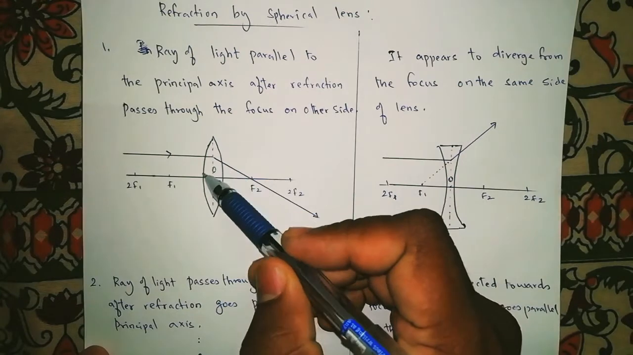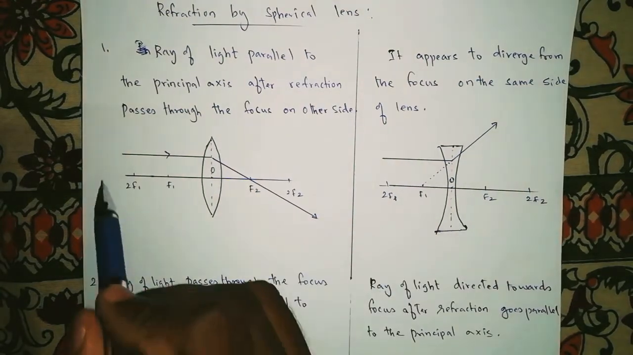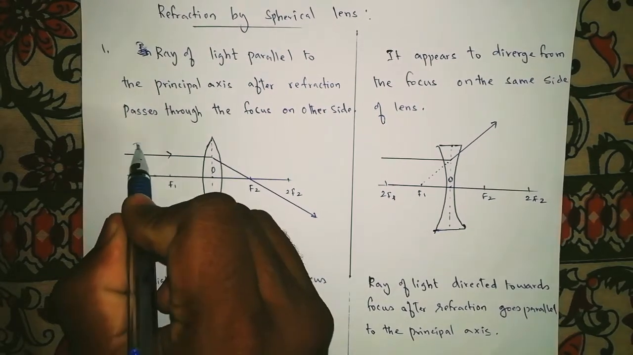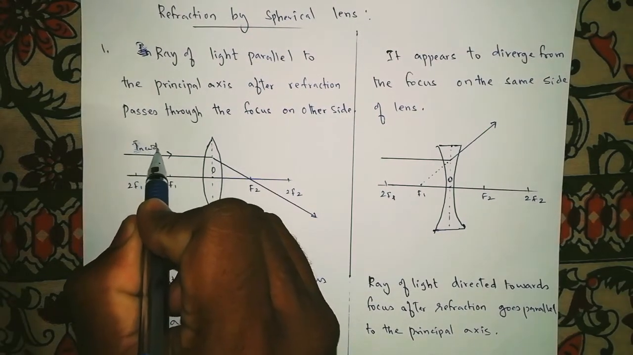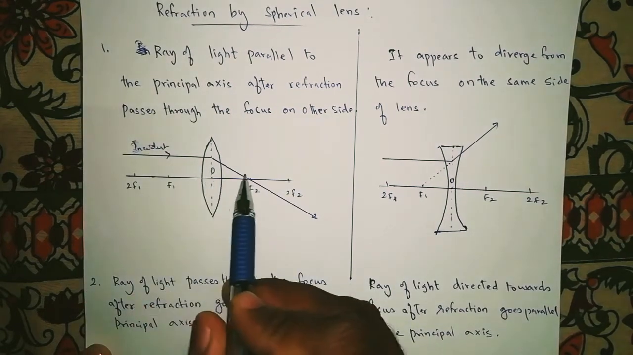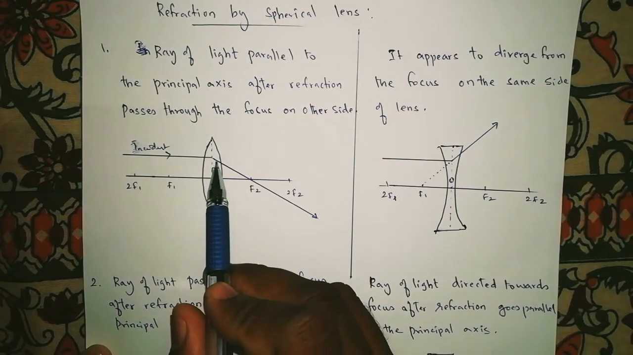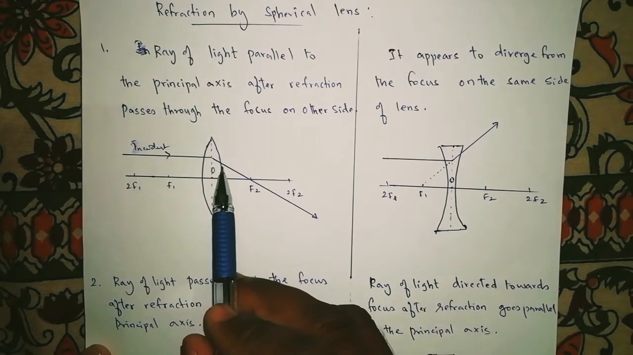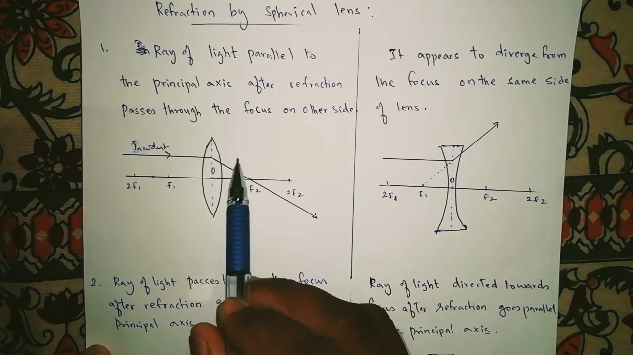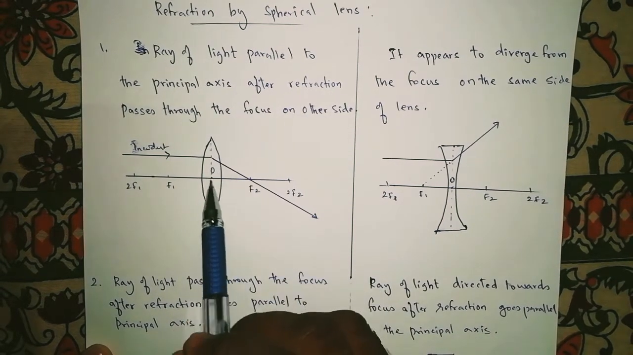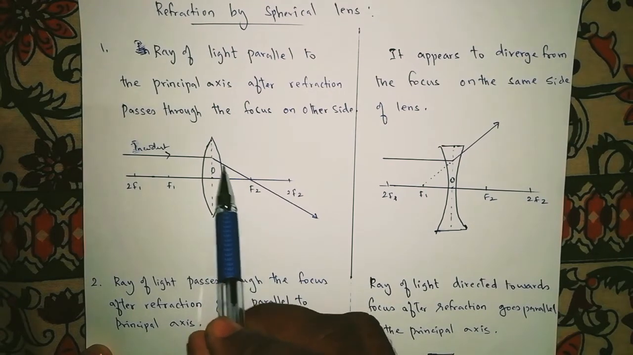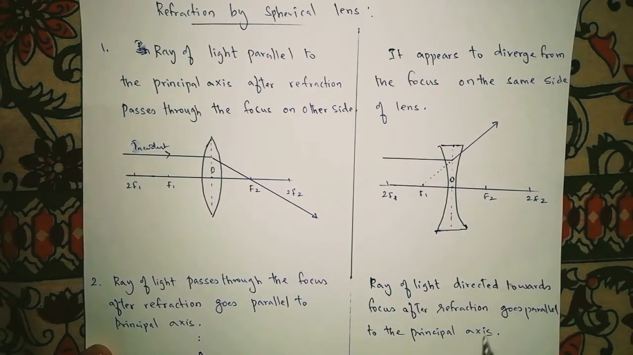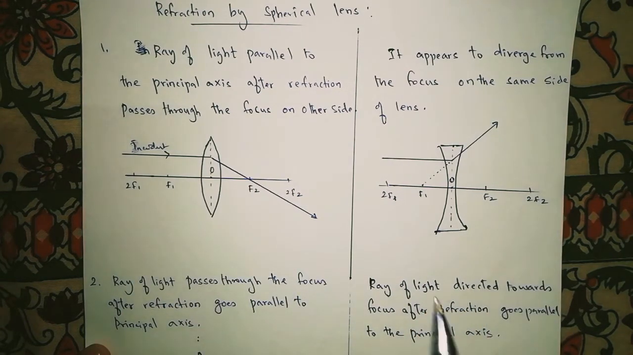As you see, this is the convex lens. When a ray of light which is incident comes from the left hand side, when it touches the convex lens, it gets refracted on the other side. That is the main thing, where you can see here on the focus, the second focal point on the other side.